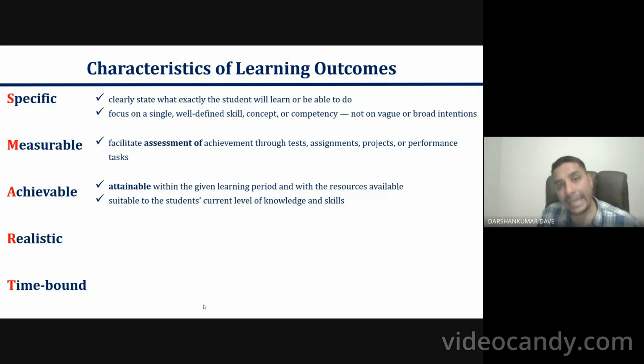So depending on the content, depending on the ability of the student, you have to see whether the statement is actually achievable after the completion of your course or not. It should also consider the resources available, right? Second, it must be suitable to the student's current level of knowledge and skill. So if your student is from the first and second standard, you cannot say he or she should be able to factorize polynomials. He cannot factorize that because he's not at that level, right?